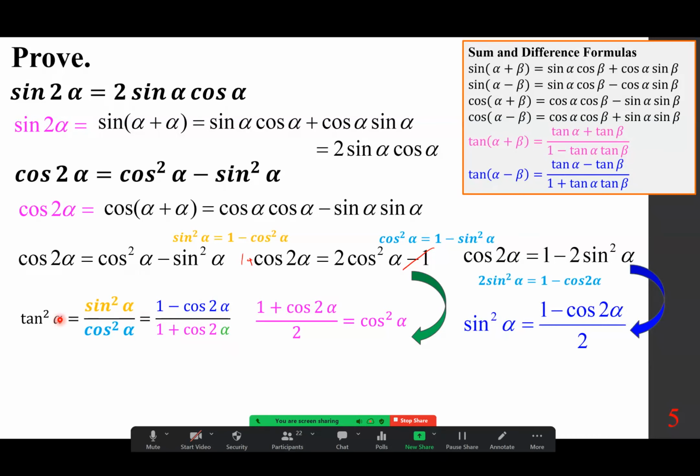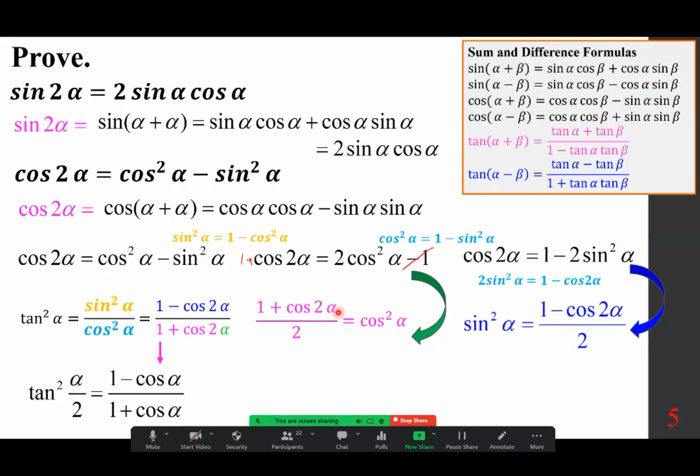Now, if I cut the alpha in half, I get tan squared of alpha over 2. Then I have to cut this in half. The 2 alpha becomes alpha. Cut the alpha in half, okay, it becomes alpha over 2. This becomes alpha. This becomes alpha.